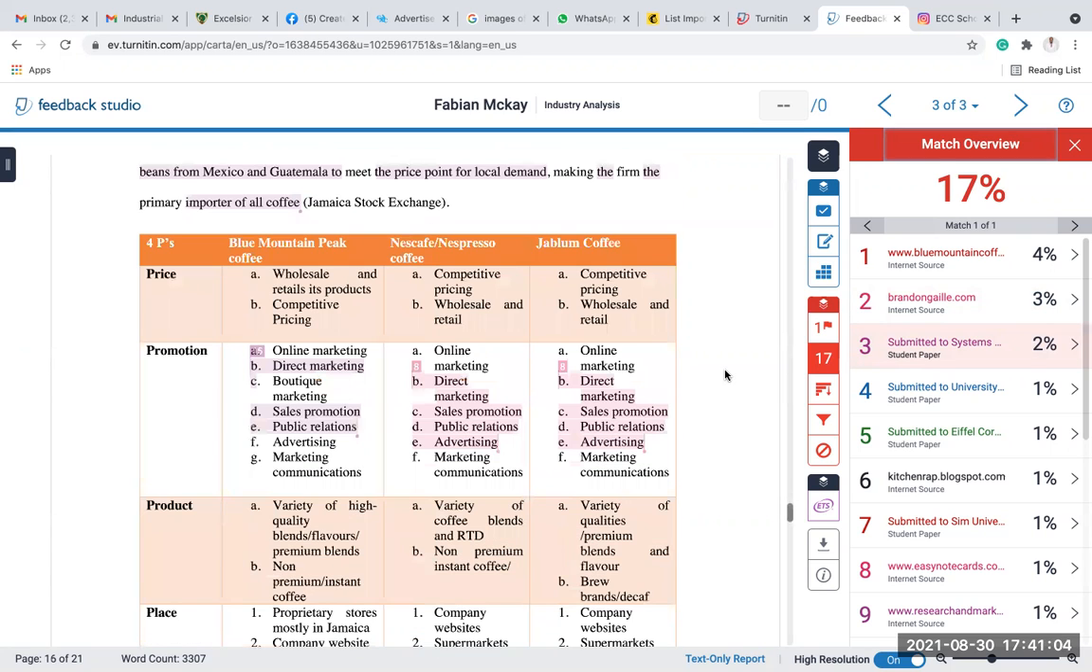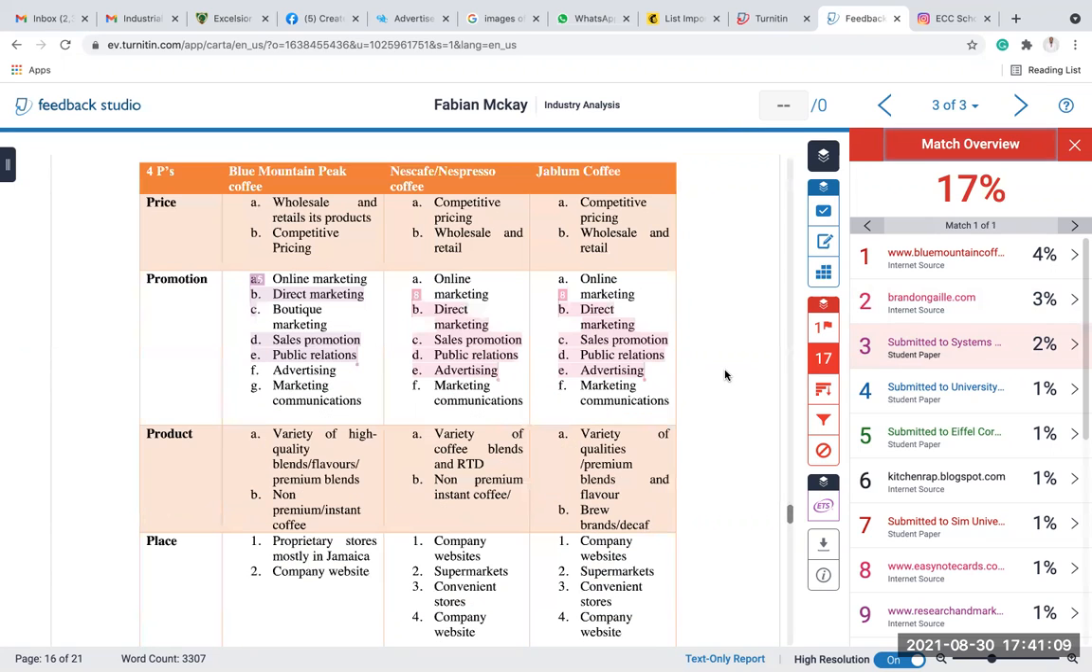All right, so promotion. I'm going to check something here. High quality blend flavors. So Blue Mountain has flavored coffee? I don't know if Blue Mountain has flavored coffee, because I see a variety of high quality blends, flavors, premium blends. Does Blue Mountain coffee have that? Because I don't remember that, and I sometimes buy it, unless I missed something when I go in the supermarket.